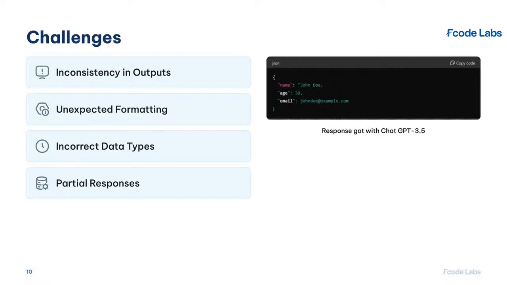Okay, so we can get JSON output from LLMs, but although we are getting a JSON output, it doesn't mean that it's going to be consistent. So the same problem we had earlier is going to be there as well. The output is going to be inconsistent, and there can be unexpected formatting and incorrect data types. Partial responses can be there. Here's an example of a response I got with ChatGPT 3.5, not the API, but the chat interface. So you can see that there are a few missing parts.